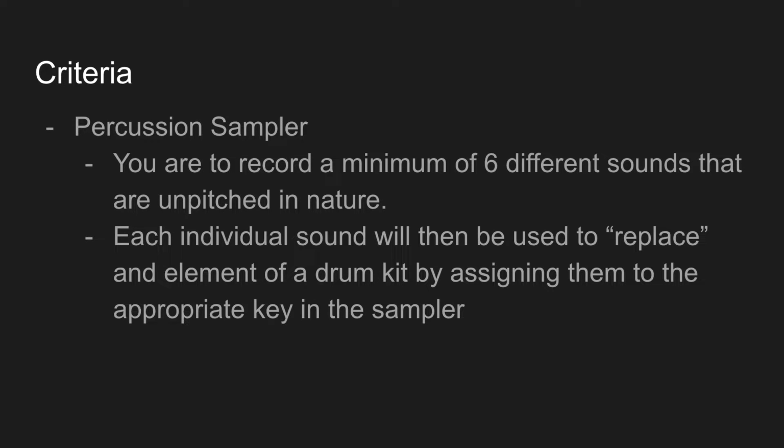For the percussion sampler, you are to record a minimum of 6 different sounds that are unpitched in nature. Each individual sound will then be used to replace an element of a drum kit by assigning it to the appropriate key in the sampler.